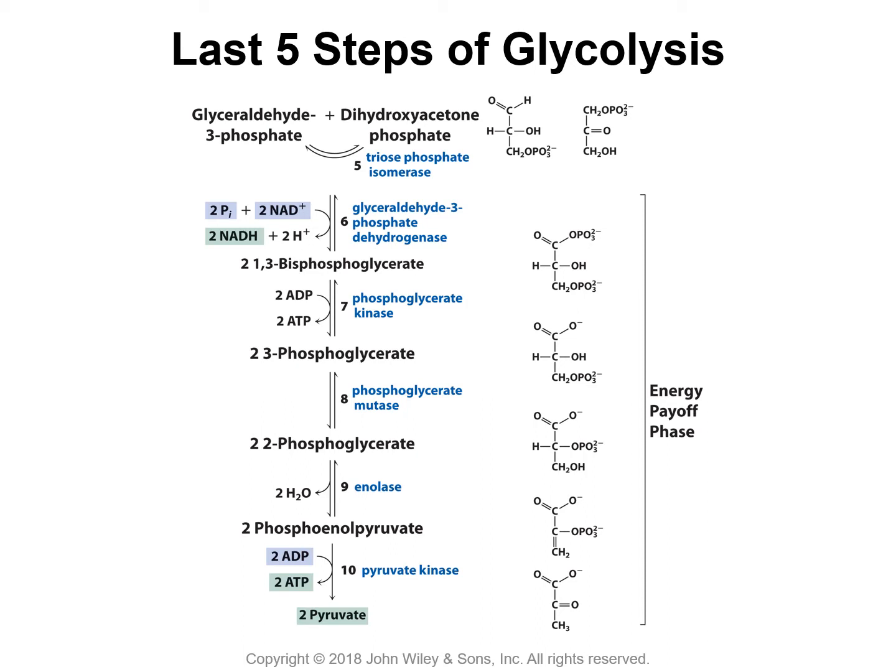Once that is converted, in the next reaction phosphoglycerate mutase converts it to 2-phosphoglycerate. Then step 9, you have enolase, and enolase catalyzes a dehydration reaction, and in this case, water is eliminated. And then step 10, you have pyruvate kinase. And this is the 10th reaction of glycolysis right there.